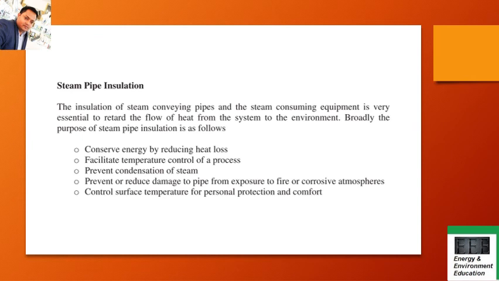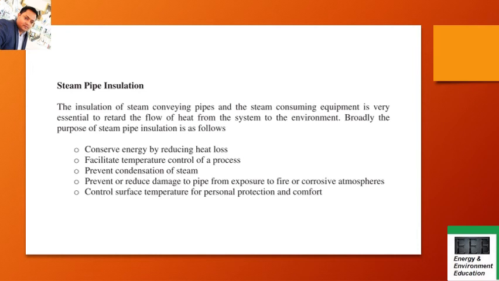The installation of steam conveying pipes and the steam consuming equipment is very essential to retard the flow of heat from the steam to the environment. Broadly, the purpose of steam pipe installation is as follows. These are five main important reasons why you should go for steam pipe installation. The first thing is the conservation of energy. Conserve energy by reducing heat loss.